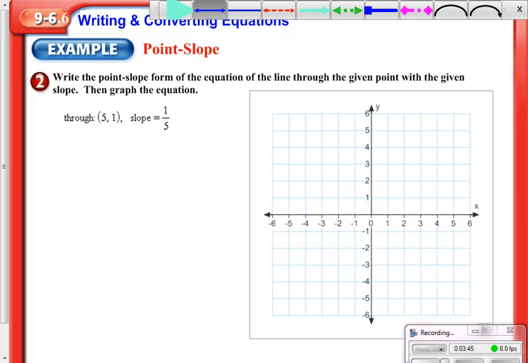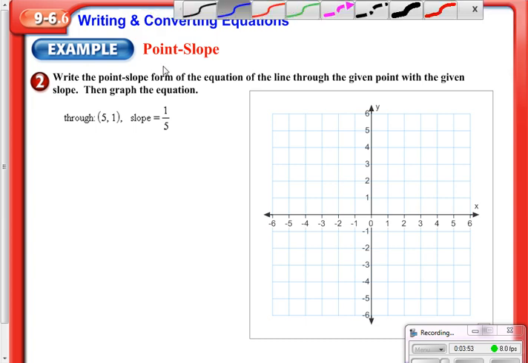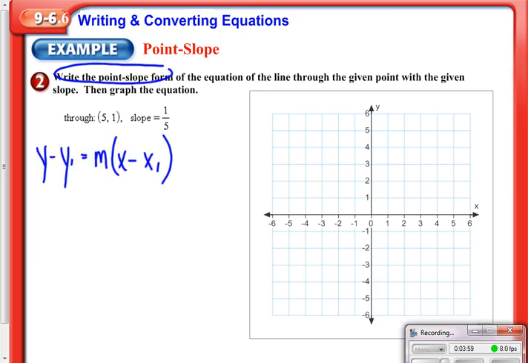Example 2, same scenario. Try to use the same problem-solving technique that we used in Example 1. So we need to go ahead and put it in point-slope form. Write out the point-slope form equation first. Secondly, put the headers above my point, so x1, y1. Here's my slope.